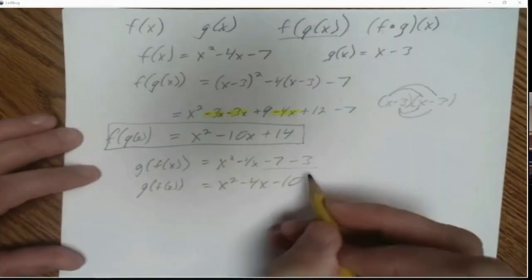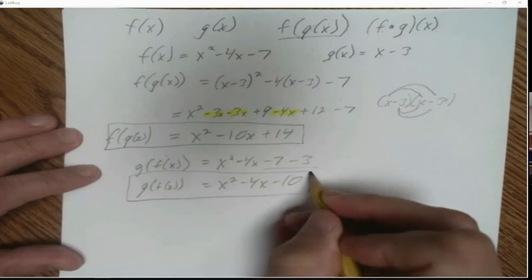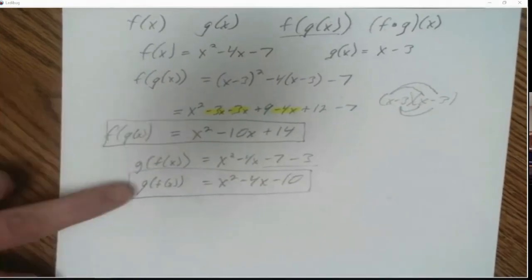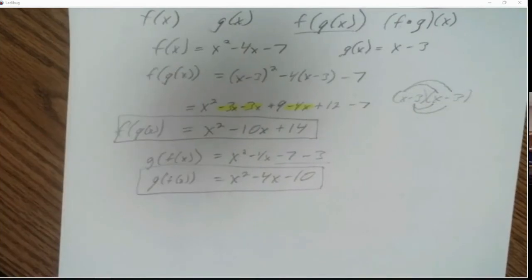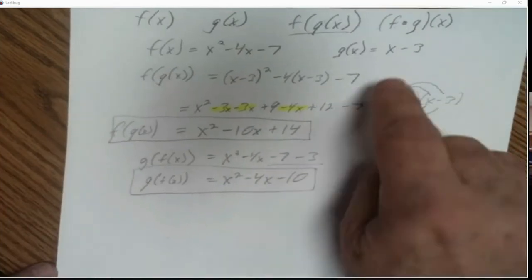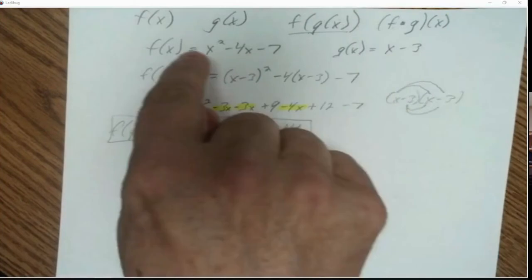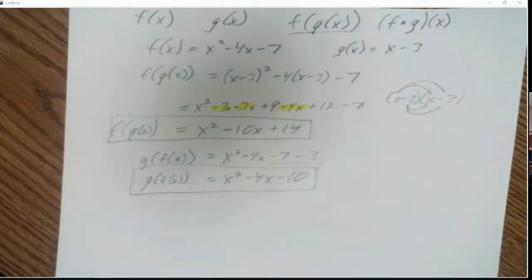So they don't end up the same thing. When you do f of g of x, you get this. When you do g of f of x, you get this. It's a lot simpler just to substitute for one x as opposed to an x squared and a minus x there.